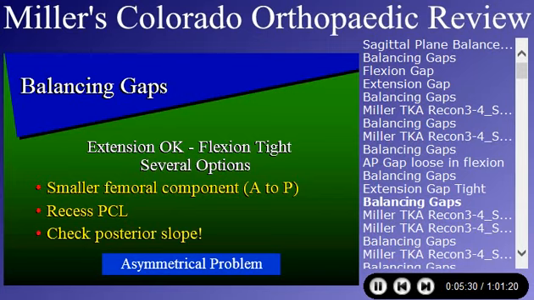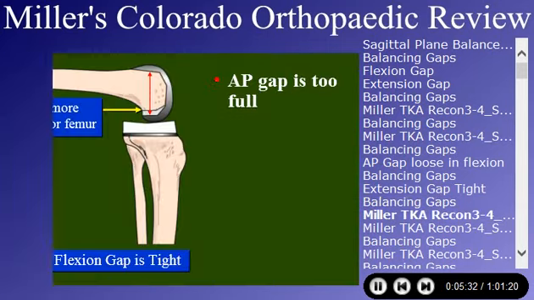Deal with the femur. Here's the example. So your AP gap is too full. It won't bend all the way, so you cut more posterior femur. That's the number one answer, and then it loosens up the flexion gap.